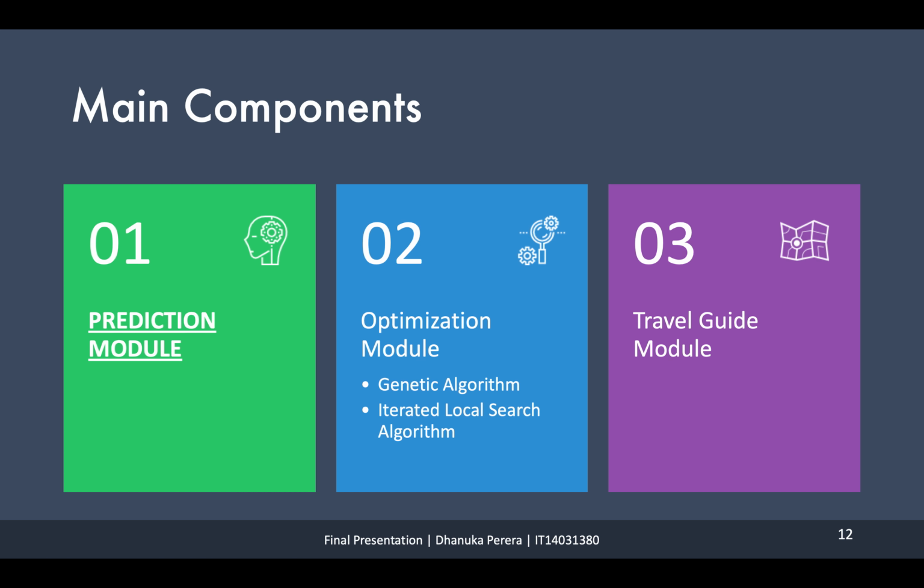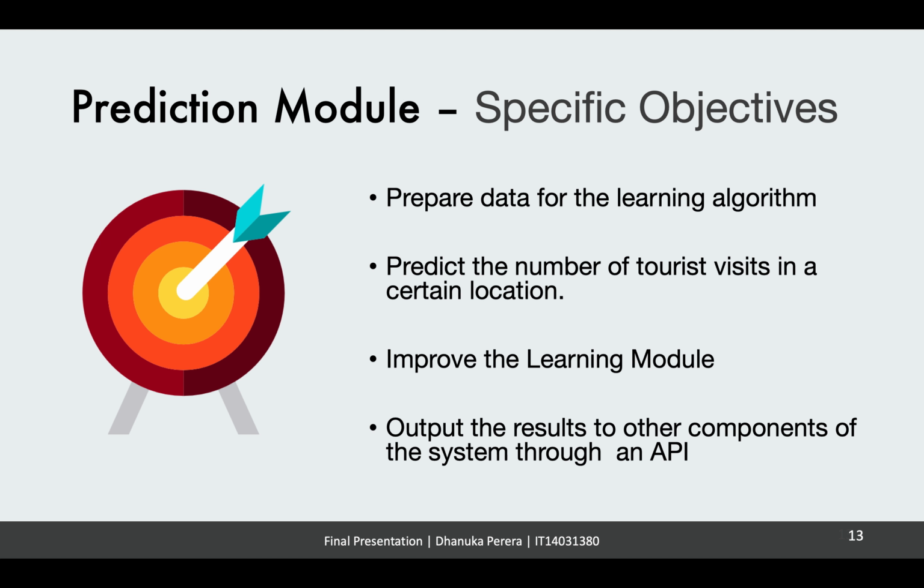These are the main components: prediction module, optimization module, which then divides into genetic algorithm and iterated local search, which are the two algorithms we use. Then we have the travel guide module. Now I'm going to talk about the prediction module objectives.